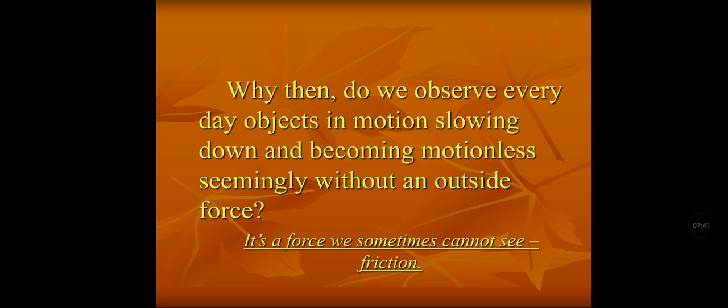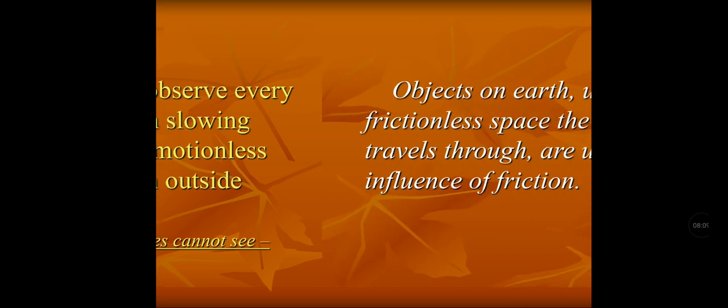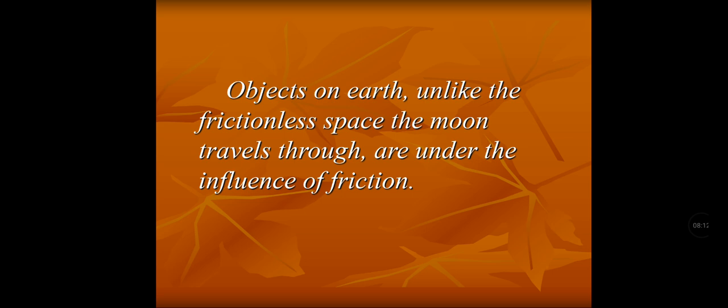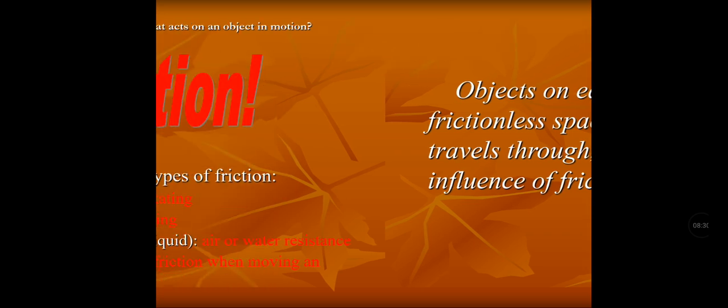Why? Then we do observe everyday objects in motion slowing down and becoming motionless, seemingly without an outside force. It is a force we sometimes cannot see. Friction is not visible, but there is a force working between the surfaces of two objects. Objects on earth, like the frictionless space the moon travels through, are under the influence of friction. Means the moon is also moving, but moving under the influence of friction.